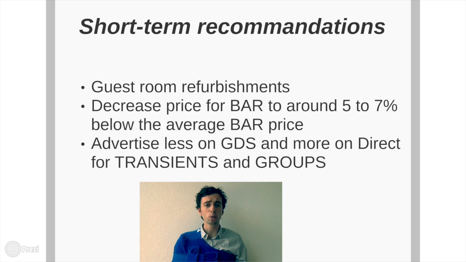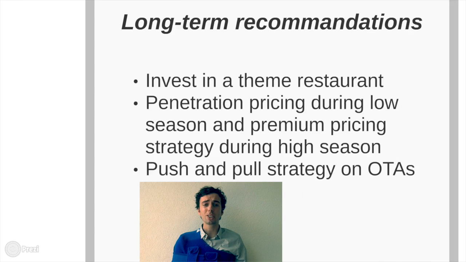And finally, our results show that we are the third hotel to spend the most on marketing through direct channels. We recommend advertising less on GDS and more on direct channel in the months to come. Now for the recommendations in the long run.